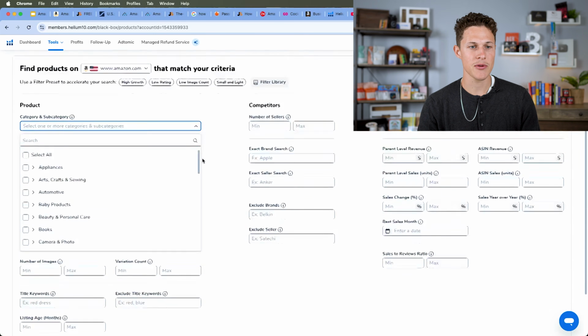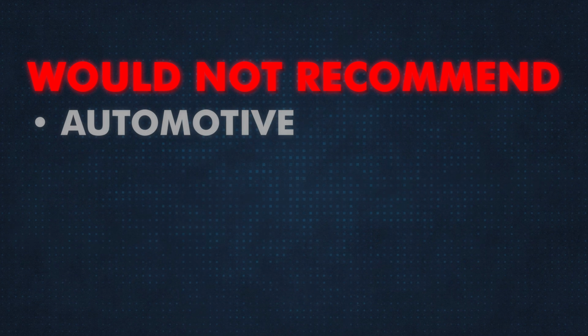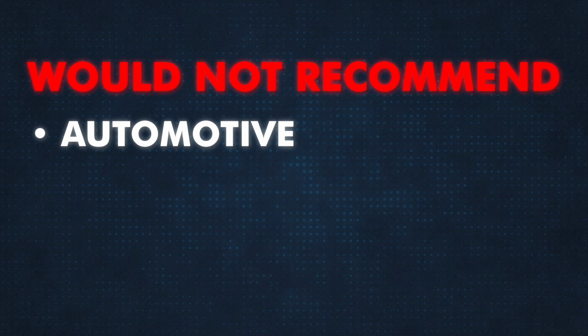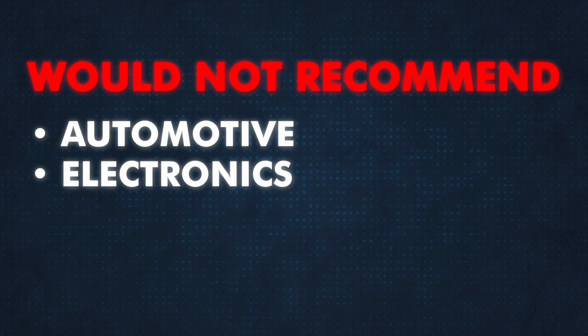First thing we'll do here is select a category. Now, you can choose whatever you want to. There's only a few categories I wouldn't recommend selling in. I wouldn't recommend selling automotive parts. You could sell accessories, but definitely not car parts. I definitely wouldn't get in there. Electronics, I tend to avoid.